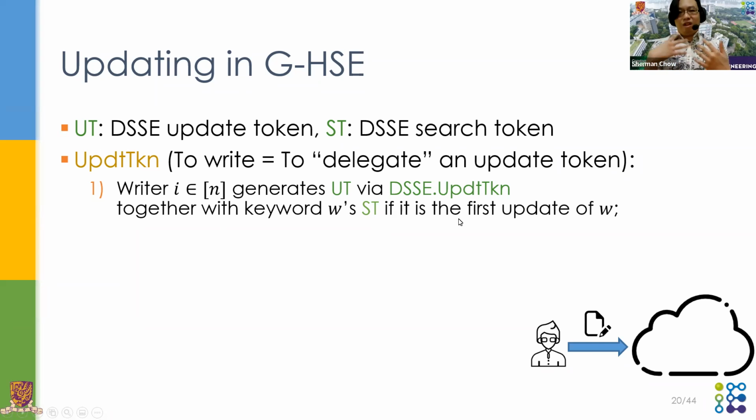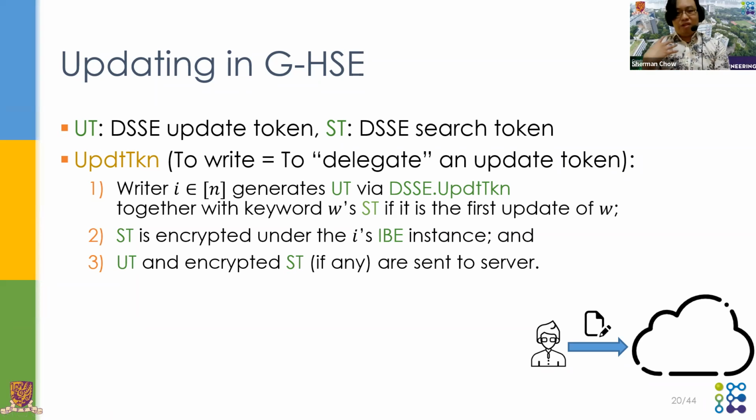The idea is exactly like hybrid encryption. Because we are doing this in a hybrid manner, we want to prepare the reader to have the power to search for things to be updated over this DSSE instance. Hence, for this very first update for a particular keyword, the writer also prepares the search token ST. Then the search token ST will be encrypted under the IBE instance set up by the reader, and the UT will be uploaded to the server along with the encrypted version of the ST, if this is the first update.